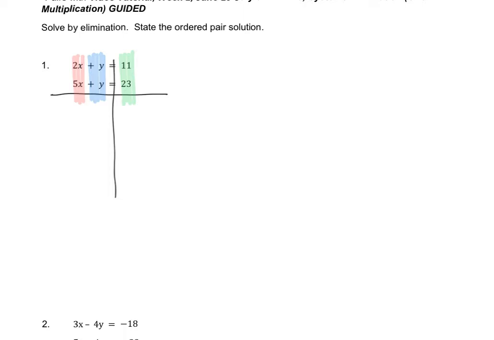But our Y's, we have 1y and 1y. Our numbers are matching, which is what we need. But they're both positive, so our signs are also matching. We need our signs to be opposite. And what we need to do in order to get our signs to be opposite is to take one of them and force it to be opposite.